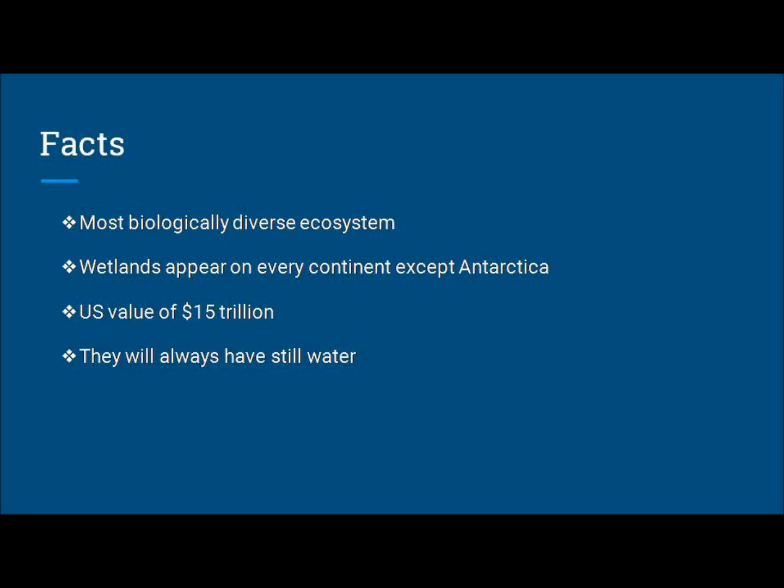First, here are some general facts about wetlands. First, wetlands are the most biologically diverse ecosystem on the Earth. Wetlands appear on every continent except for Antarctica. They have a U.S. value of $15 trillion, and they will always have still water.